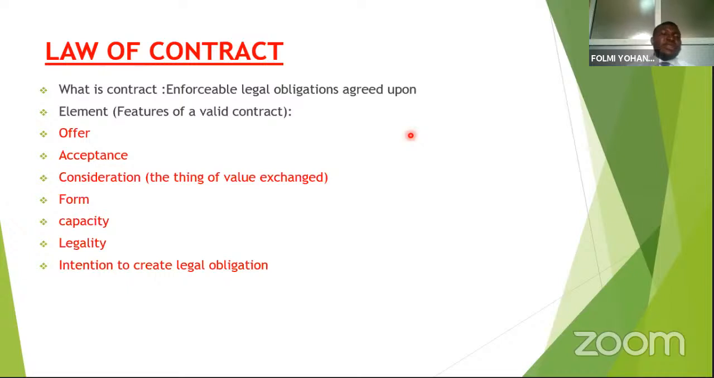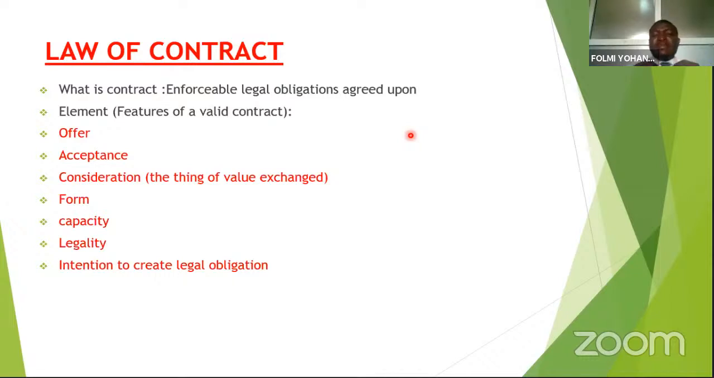So our final topic is going to be the law of contract. When we talk of law of contract, basically we are talking about the rules and principles that govern contract. And contract is an enforceable legal obligation that has been agreed upon by parties: this is how we are going to run this business, this is how we are going to do this.